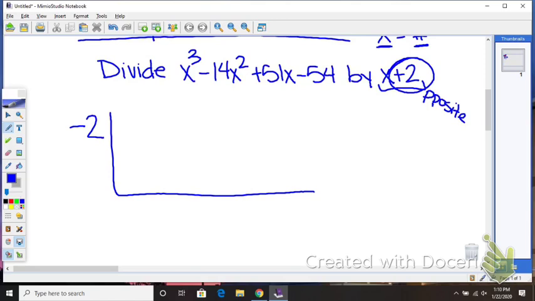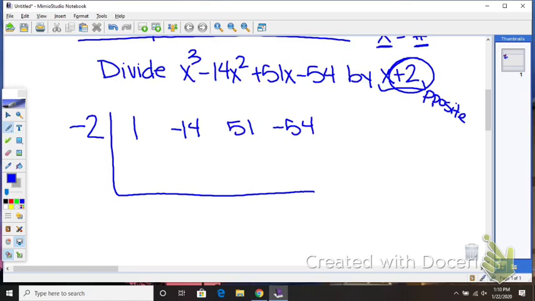Do I have to put in a placeholder for this? No. Everything's filled in. So, what's my leading coefficient here? 1. So I'm going to put a 1 here. What am I going to put for the next one? Negative 14, then a 51, and then a negative 54. So far, we haven't done any math. We're just setting it up. Opposite on the outside, coefficients along the top.